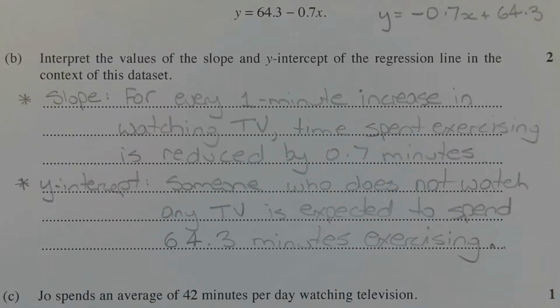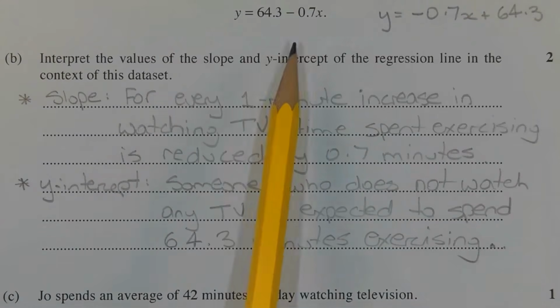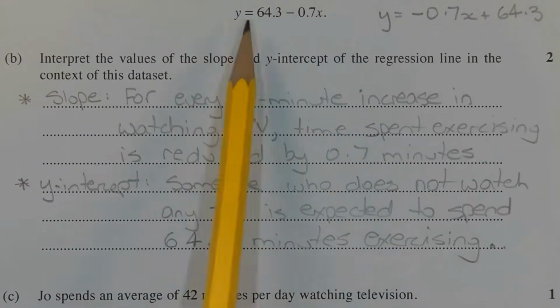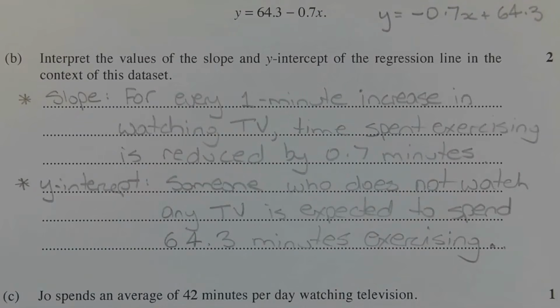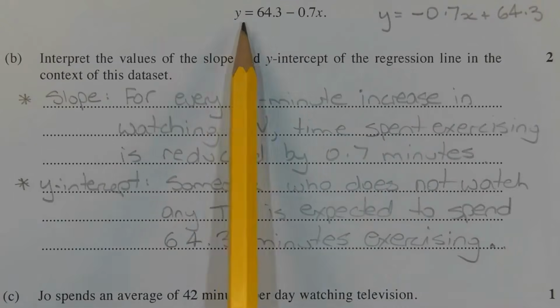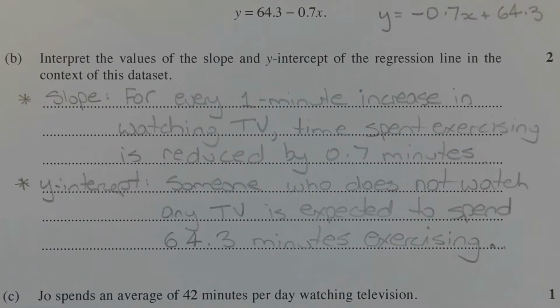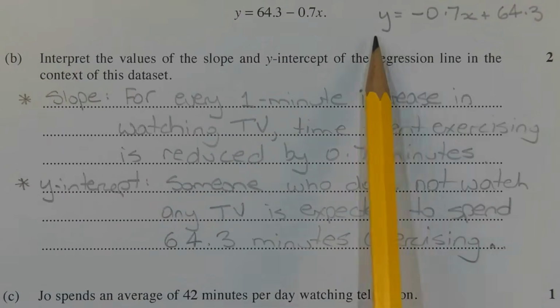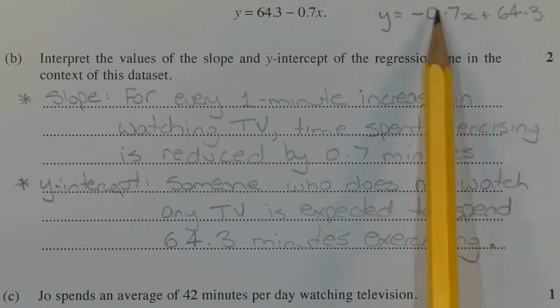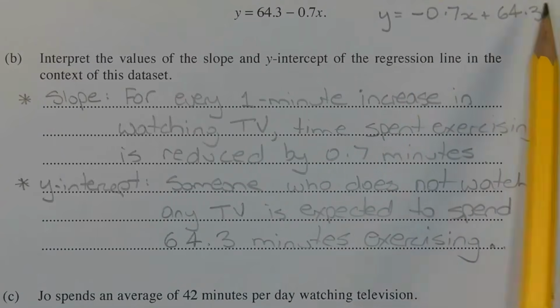To help make the question easier to answer, we can express the equation of the least squares regression line in the form y equals mx plus c in that order. At the moment, it's in the form y equals c plus mx. Now, the m happens to be negative, which is why it's negative 0.7x. So writing it in the form y equals mx plus c, where m is the gradient and c is the y-intercept, we get y is equal to negative 0.7x plus 64.3.